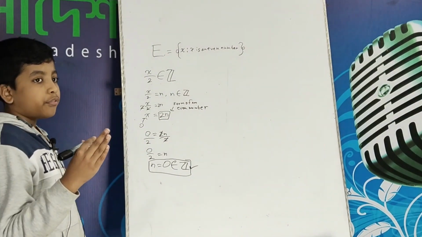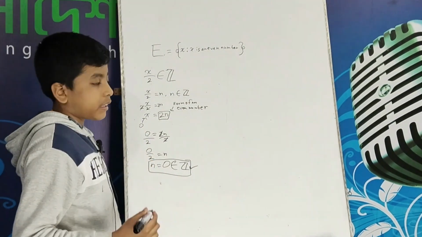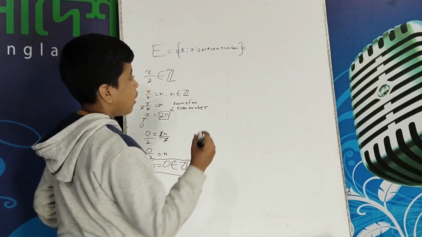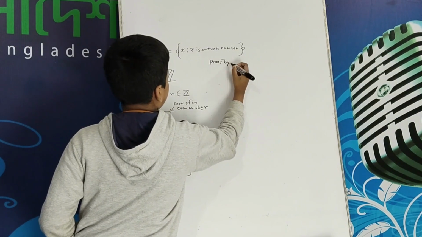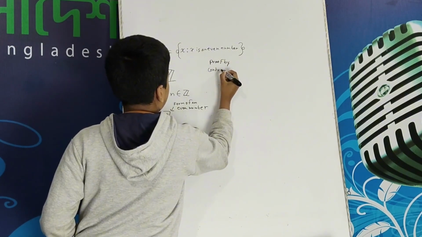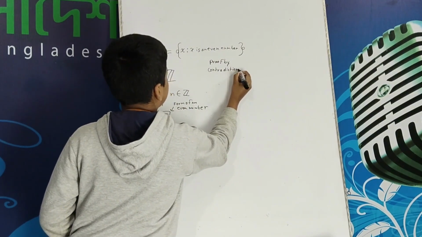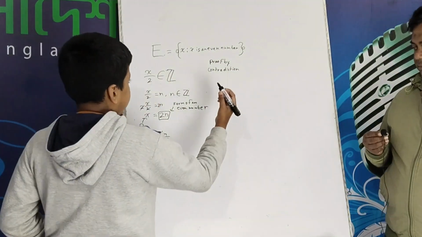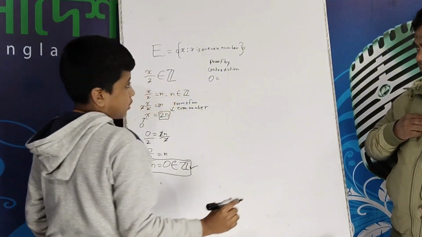But if you think that proof is wrong, I can explain otherwise. This is proof by contradiction. Proof by contradiction. So, let's say 0 is not an even number.